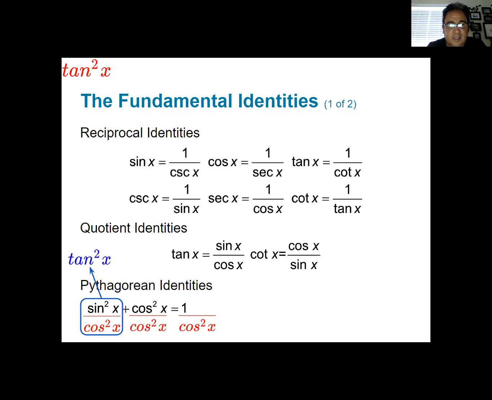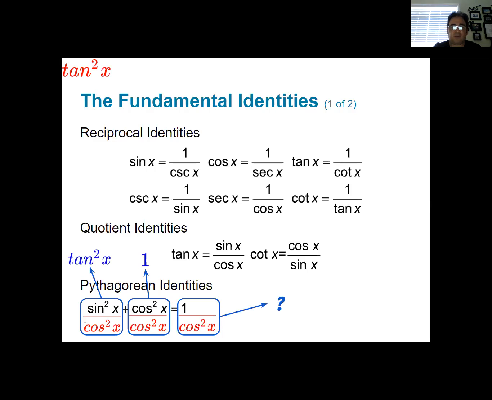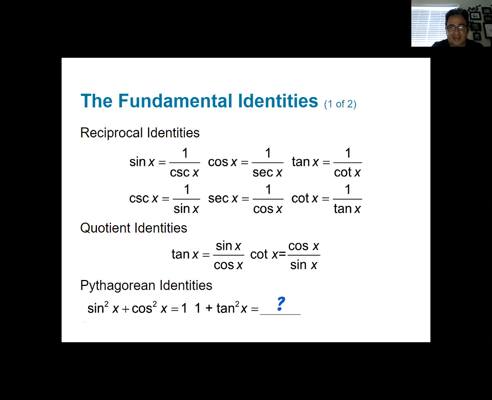And then take the next one, which is cosine squared of x over cosine squared of x. What's that one going to give me? 1. That one's going to give me a 1, right? So now I have tangent squared of x, and I have a 1. So it's going to be plus 1, or the other way around. The question is, what's this one going to give me? Secant squared of x, right? So now 1 plus tangent squared of x is going to equal the secant squared of x, right?